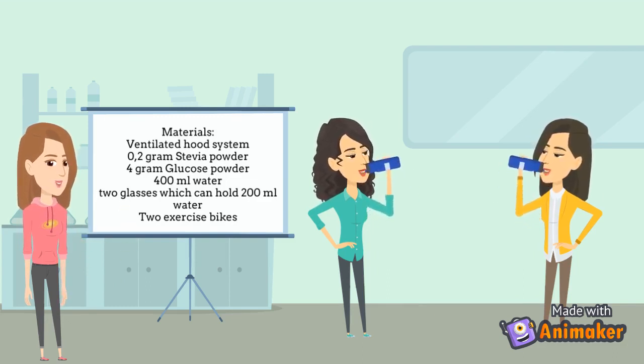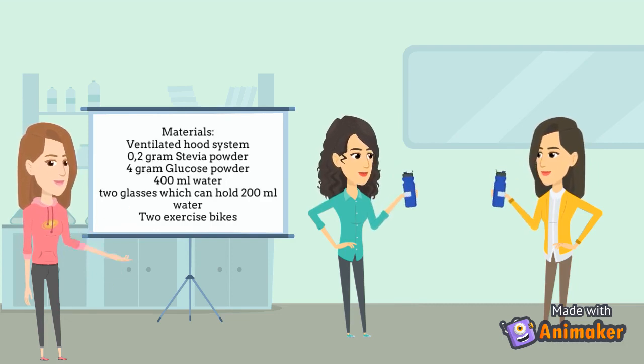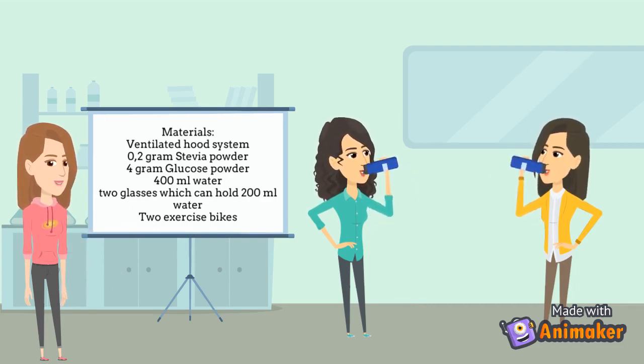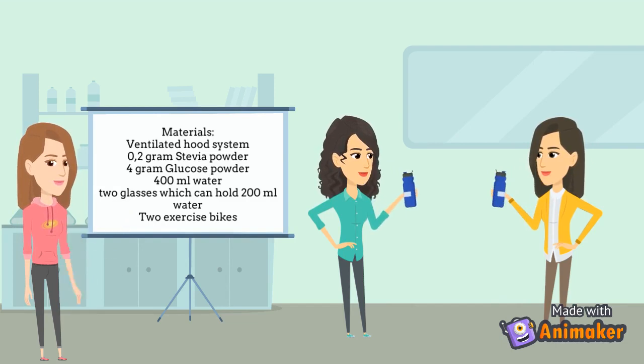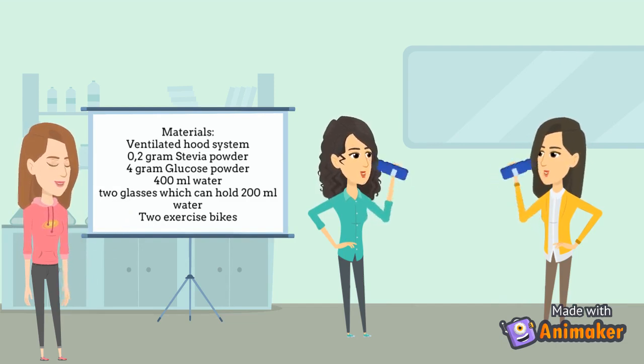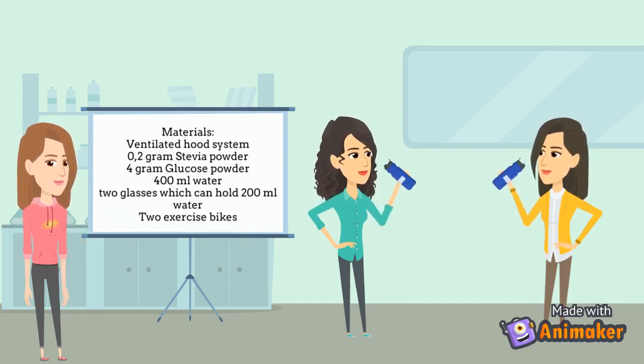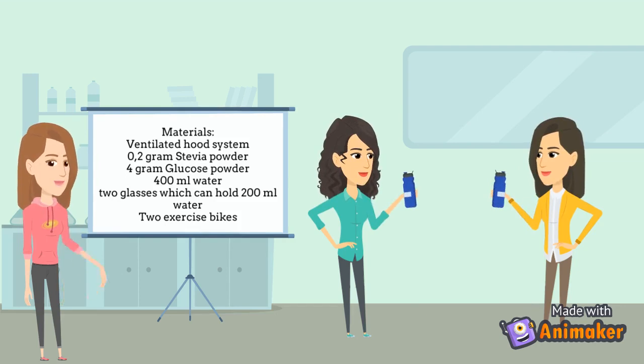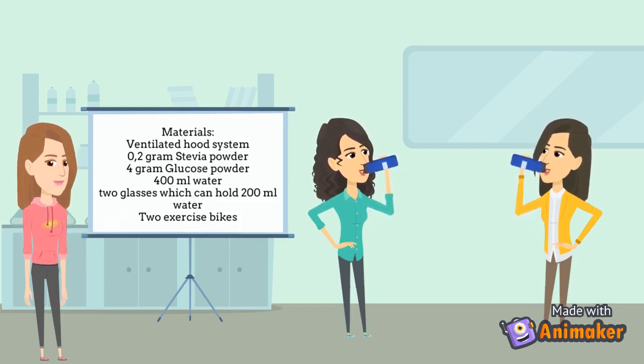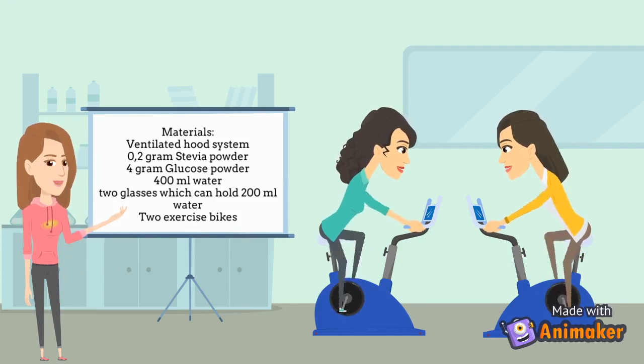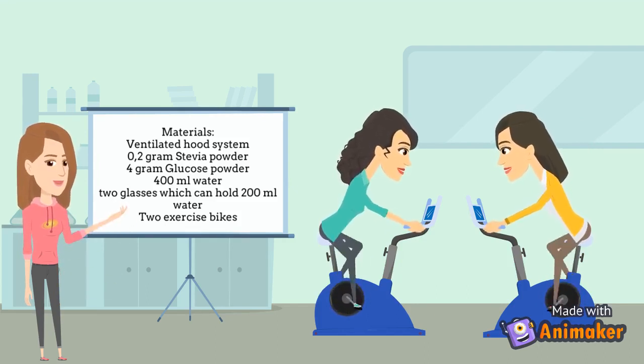The glucose and stevia powder are being dissolved in 200 milliliters of water. Because stevia is sweeter than glucose, less stevia is needed. 4 grams of glucose and 0,2 grams of stevia is dissolved in 200 milliliters of water. As said before, the students do not know which drink contains the glucose and the stevia powder.